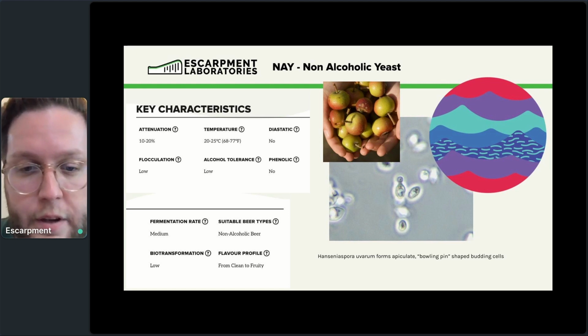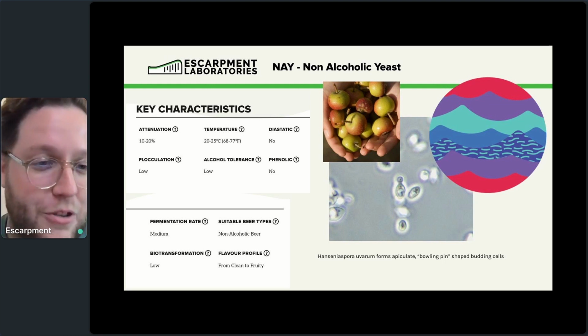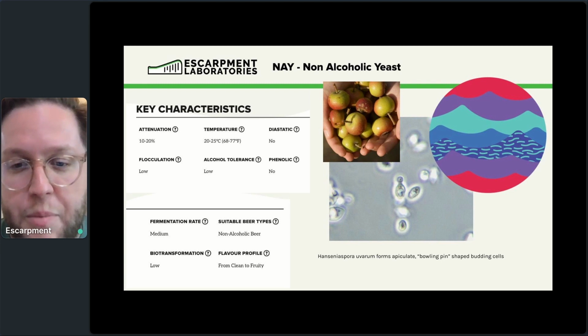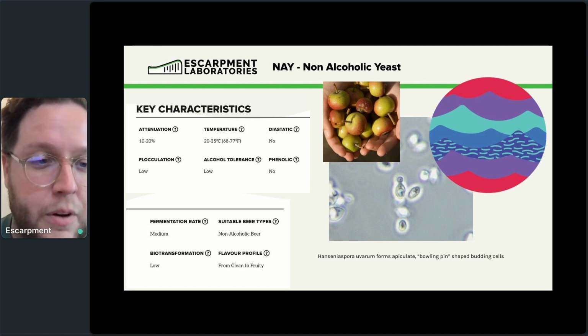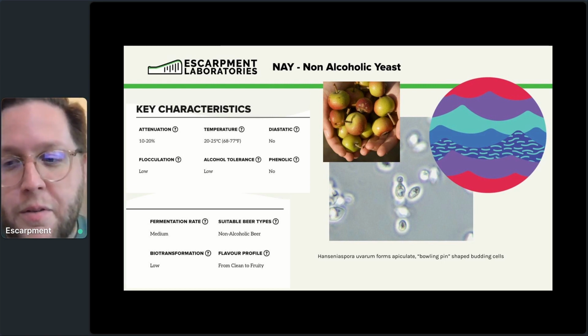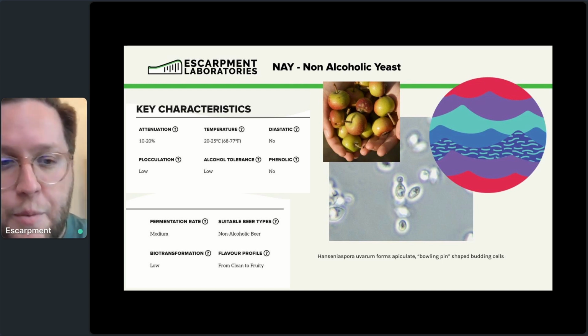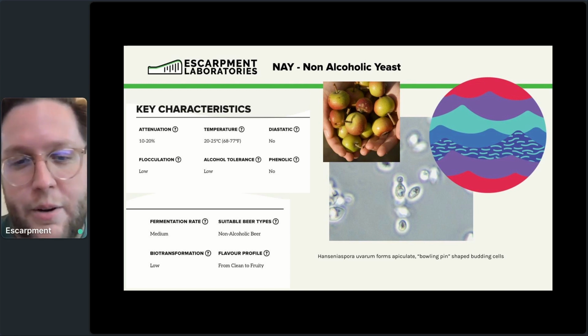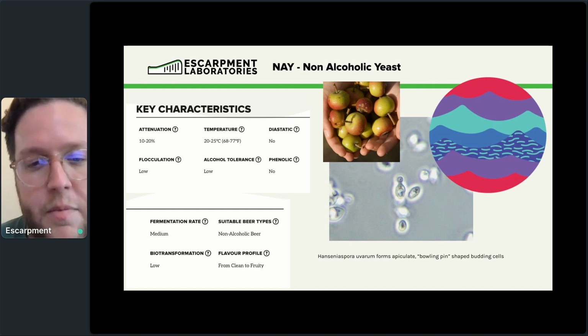These yeasts, this species Hanseniaspora uvarum, they form what's called apiculate cells. If you remember from the Brett webinar, I talked about the shape of the cells. Similar budding with the Hanseniaspora, but the way that they bud off is almost more extreme. They get this kind of neck when they bud off. They end up looking like bowling pins to me. So I think that's really fun too. You look under the microscope and you just see a bunch of bowling pins floating around fermenting your beer. So I don't know, I think that's fun.